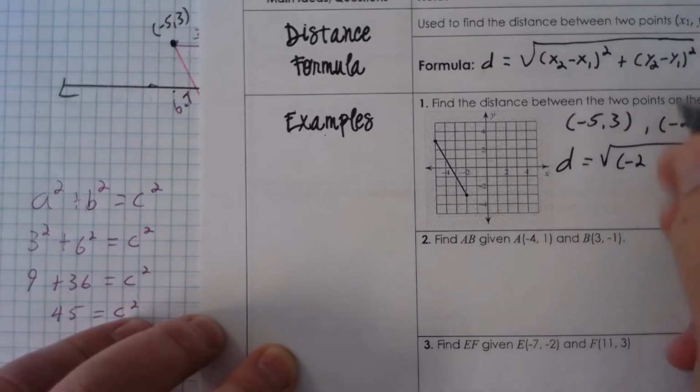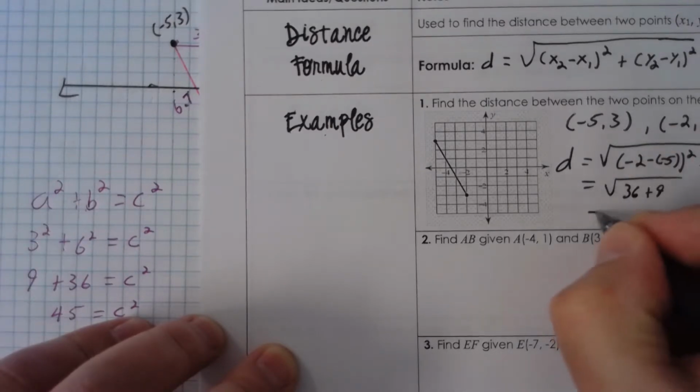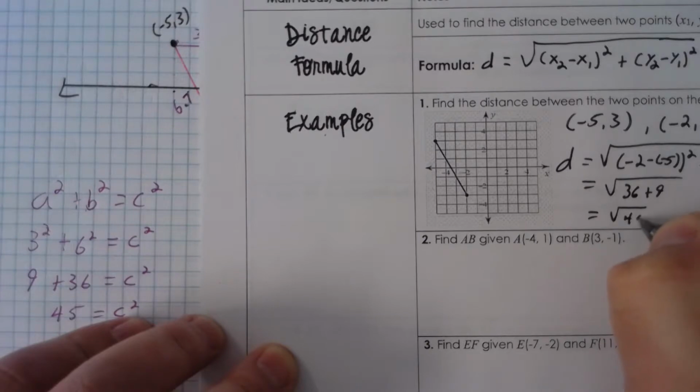-2 minus -5 squared plus -3 minus 3 squared. And we can simplify down from there. So we're going to end up having 36 plus 9, square root of 45, around 6.7.